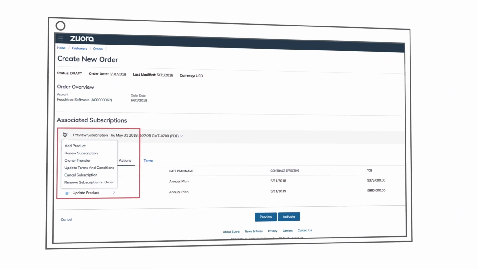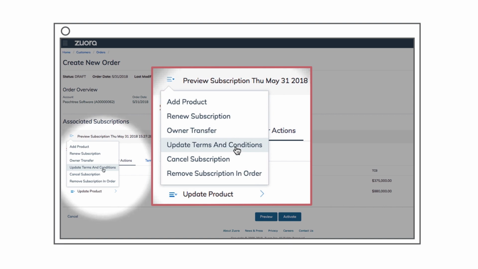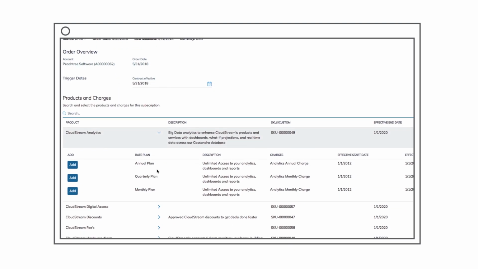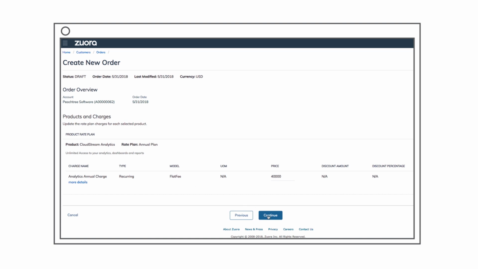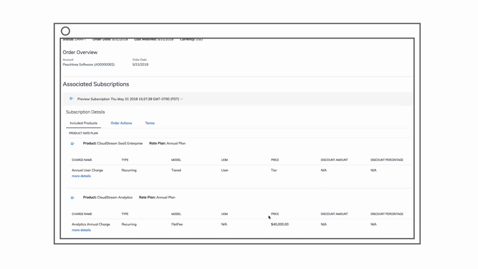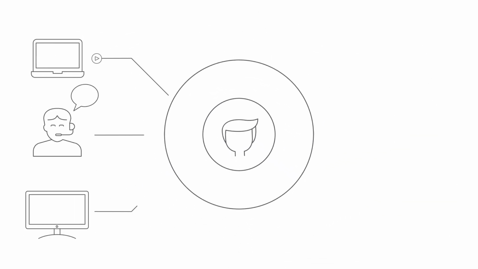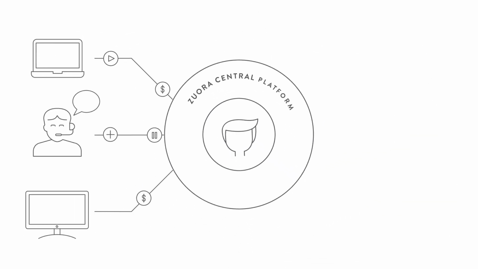Order management in Zuora is built from the ground up for subscriptions. Unlike traditional order management systems, Zuora lets you capture upgrades, downgrades, suspends, built-in ramps, and other subscription changes individually or collectively. We capture these from different channels and unify them in the Zuora central platform.